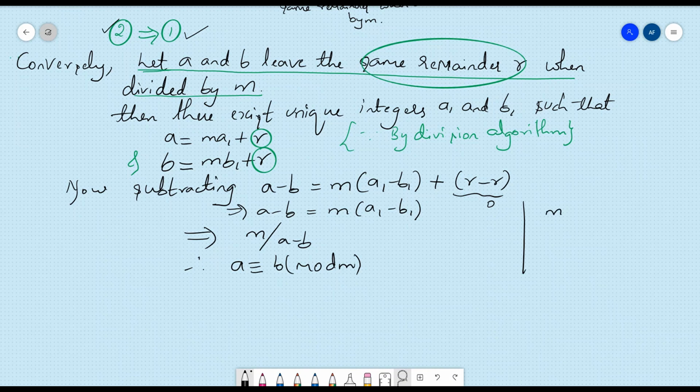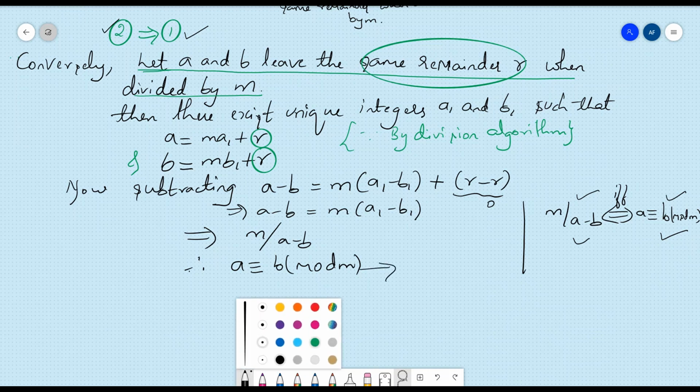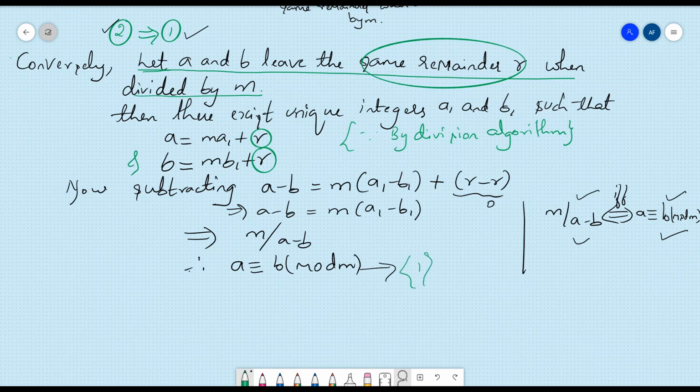Remember, m divides a minus b is an if and only if relation, where a is congruent to b mod m. So whenever this is there I can write this, and whenever this is there I can write this. So I have written here that m divides a minus b, therefore a is congruent to b mod m. That is the thing, right? This was our first condition. So we have taken the second one over here and we have reached the first one. So it is 2 implies 1. Hence the theorem is proved.